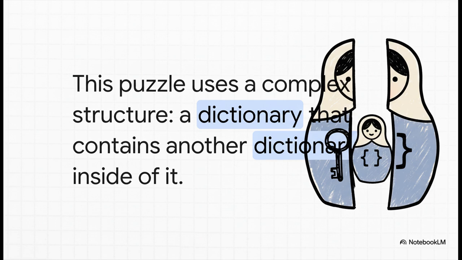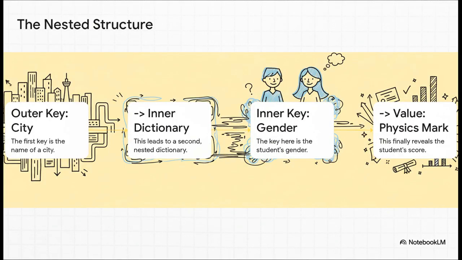It's not so bad. Okay, so here's how this data maze is built. The main or outer dictionary uses a city as its key, but that key doesn't point to a simple number. Nope, it leads to a whole new inner dictionary. And inside that inner dictionary, the key is a gender, like male or female. And that key finally leads us to the value, a student's physics mark. So to find a mark, you have to go through the city first, then the gender.